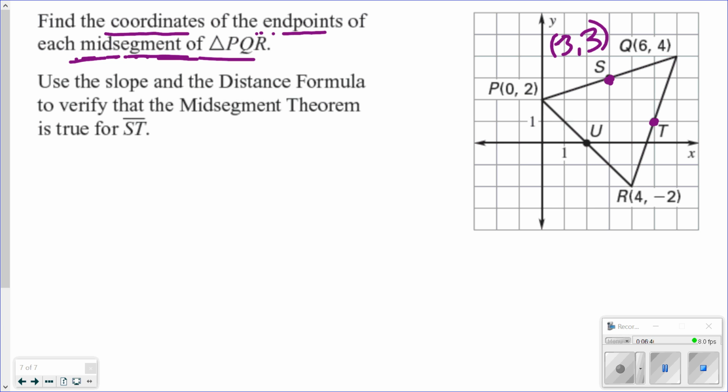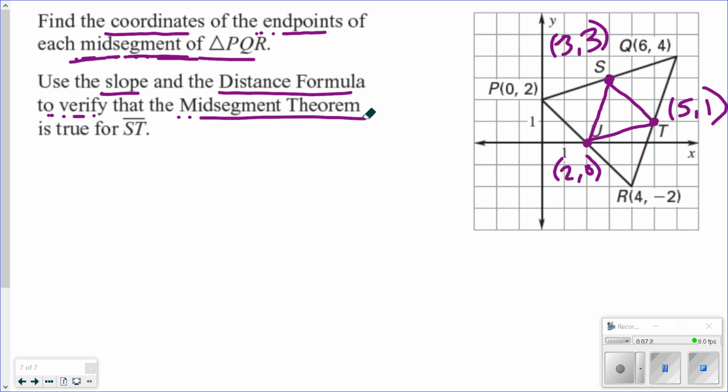T is the midpoint of QR, and the coordinate for T is 5, 1. And U is the midpoint of PR, and the coordinate for U is 2, 0. All right, so if I connect these midpoints, I then have 3 midsegments. So now the second part of this question is saying use slope and the distance formula to verify that the midsegment theorem is true for ST.